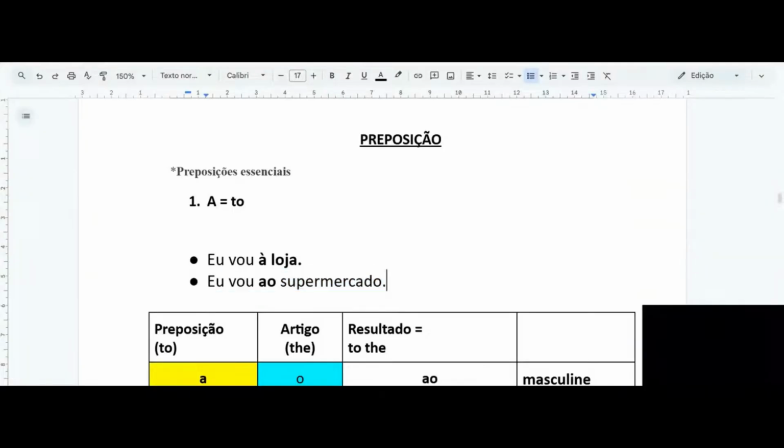Now let's see some of the rules which govern this a, and how we got the second a.